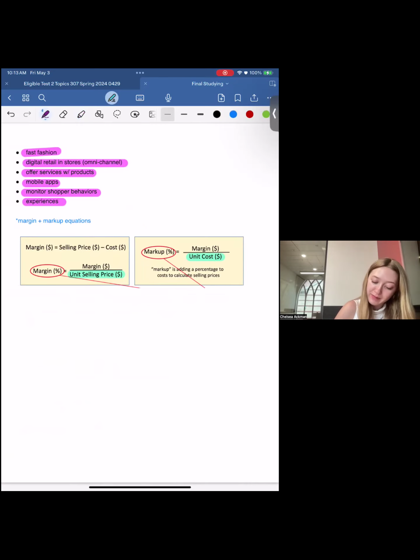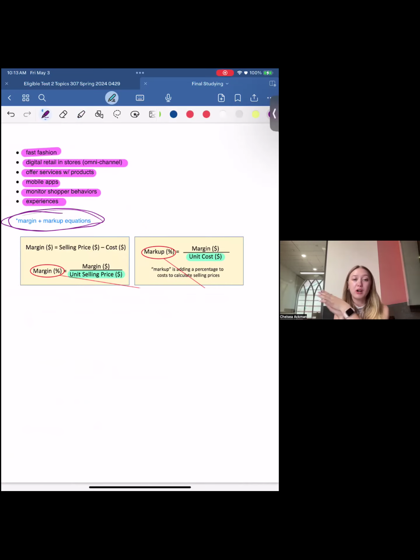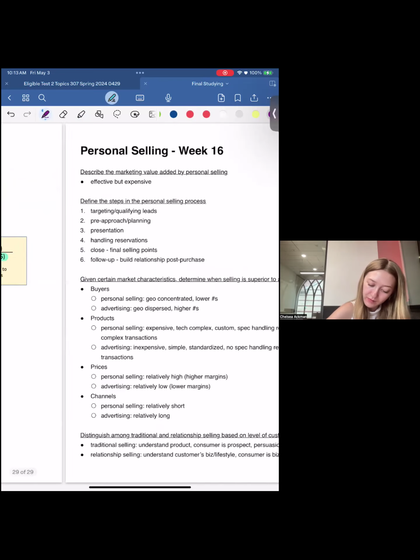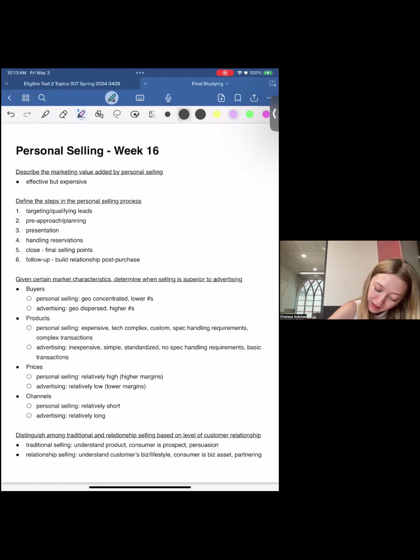And then just remember to look at those margin and markup equations that I looked at earlier. And those are also shown here, where margin percentage is the margin, which is the selling price minus the cost, over price, and then markup is the margin over the unit cost. And then last but not least, we have personal selling.